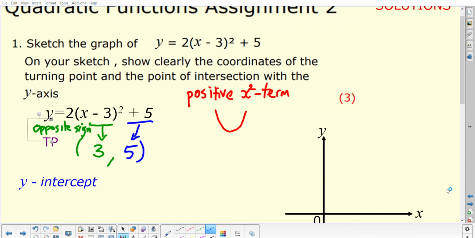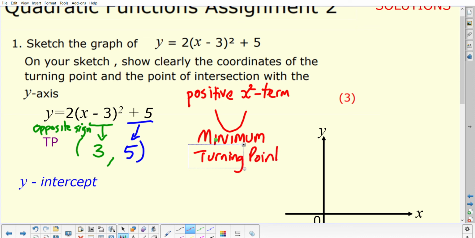And as I've just said, because the graph is going to be shaped this way, that means a minimum turning point is what we would be looking for. Minimum is what that's referred to, because it comes down to a low point and then it rises back up. So if it asks you about the nature of the turning point, that's what it's talking about: a minimum turning point.